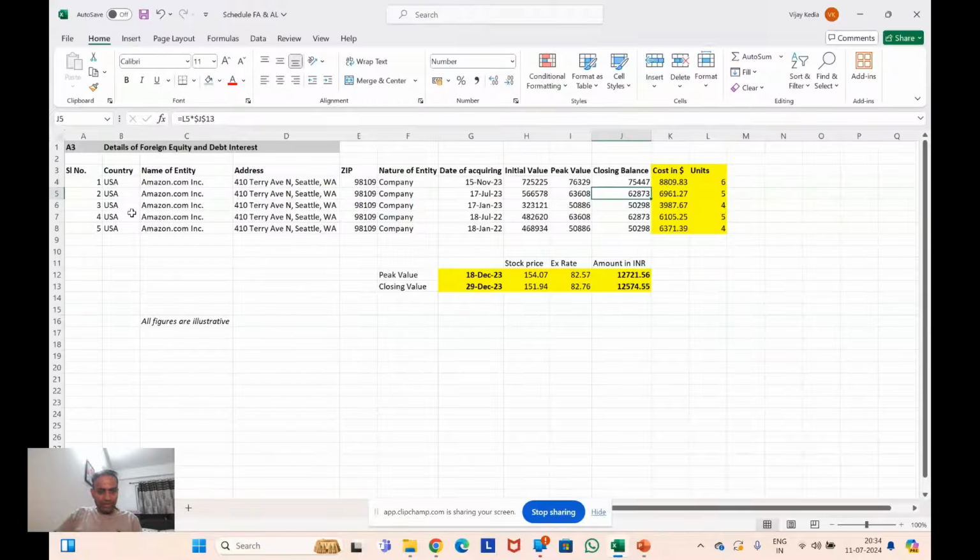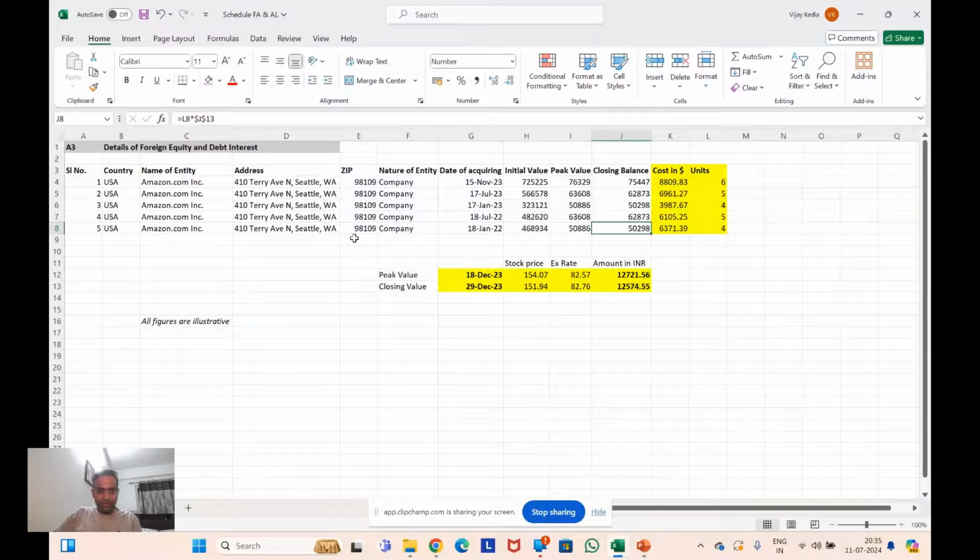So say if you got five different vestings which are still there in your demat account as on 31st December 2023, you need to add the details of all those vestings here, and then you are done, right? So that's all that is required from the Schedule FA perspective, as far as the foreign stocks are concerned.